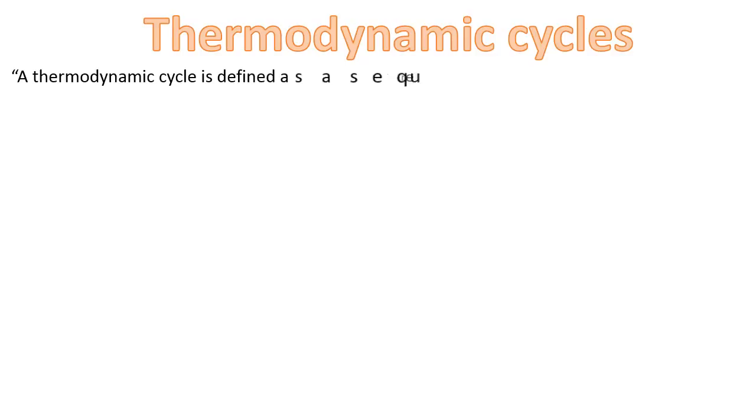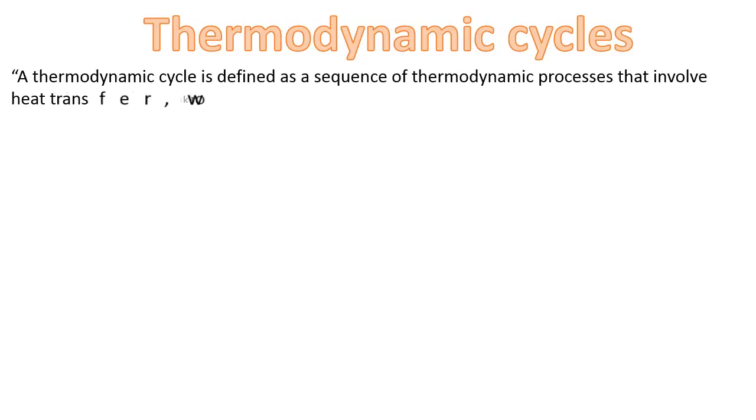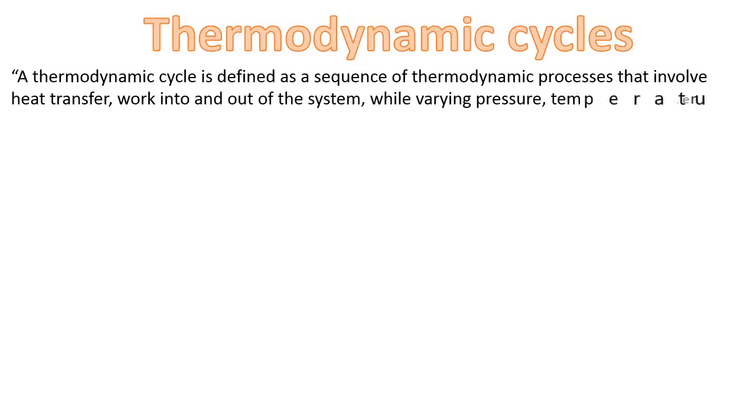Let's define first thermodynamic cycles. A thermodynamic cycle is defined as a sequence of thermodynamic processes that involve heat transfer, work into and out of the system, while varying pressure, temperature, and other state variables within the system.